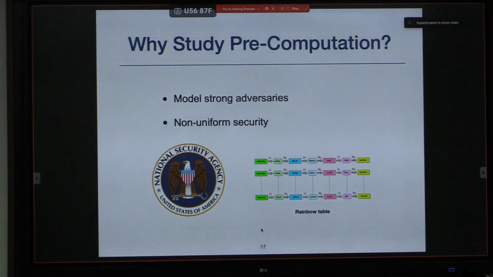The model that we'll give also captures non-uniform security, and non-uniform security can be important when you're doing compositions. One of the examples where this pre-computation has been used is rainbow tables. Rainbow tables are extensively used in functional inversion. We have attacks that do pre-computation and do very well.